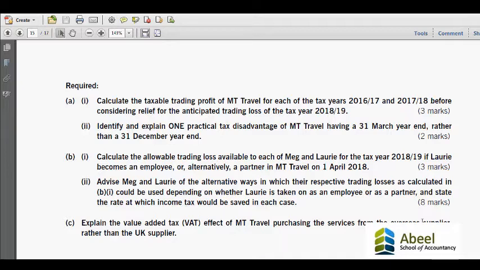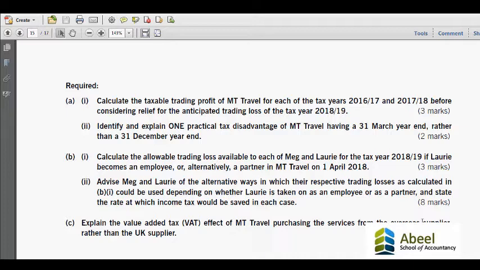As far as tax saving is concerned, it depends on the individual's tax paying position. If the individual is a basic rate taxpayer, he or she is going to save 20% tax. In case of a higher rate taxpayer, they will be saving 40%, and if they are an additional rate taxpayer, they will be saving 45%.